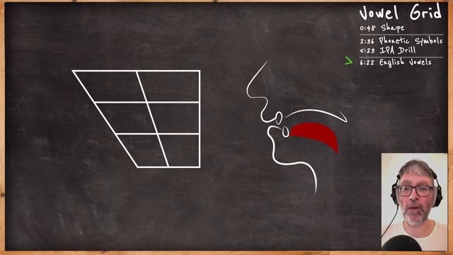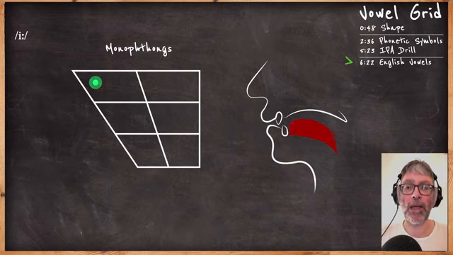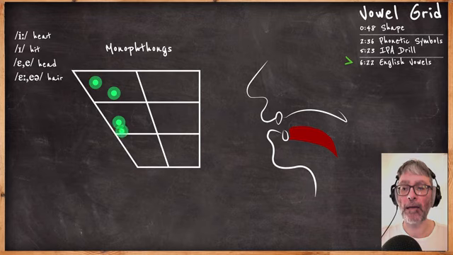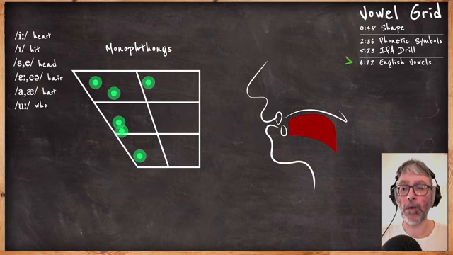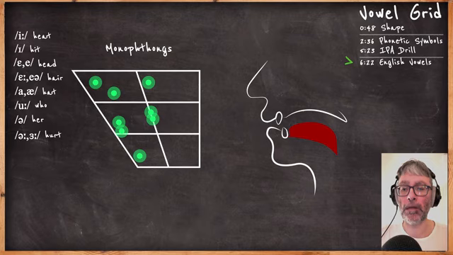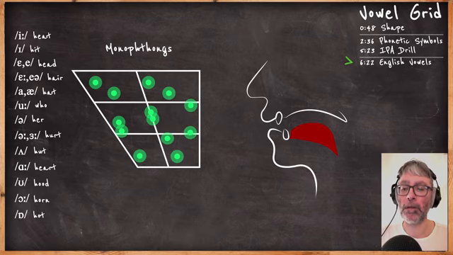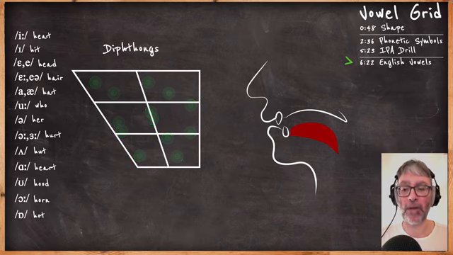I have about 13 monophthongs, that's single positions. Heat, hit, head, hair, hat, who, hurt, hut, heart, hood, horn, hot. And I also have about 6 diphthongs.